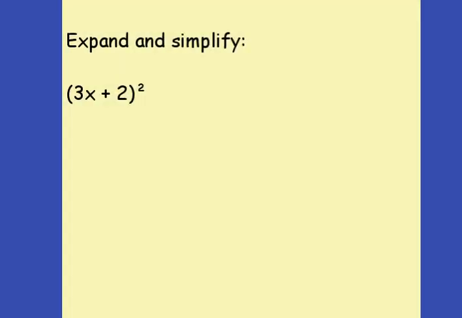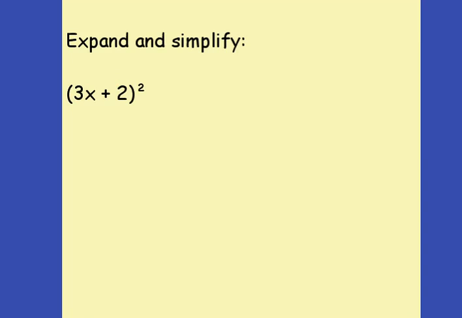This is for really advanced people only. We've got 3x plus 2 squared. Now, most people, when they see this question, want to do 3x squared, so they get 9x squared, and plus 2 squared, so they get 4. Their answer would be 9x squared plus 4, but unfortunately this isn't right.